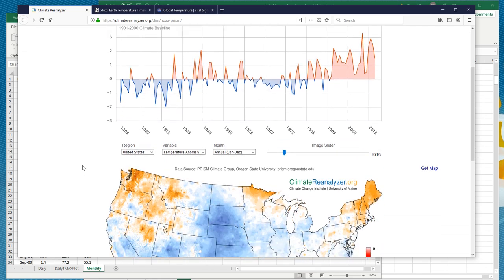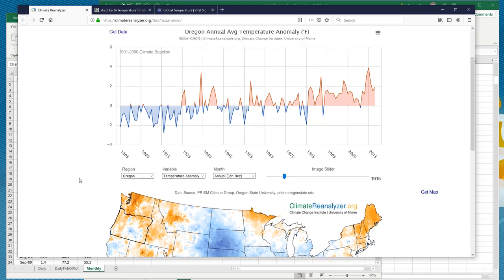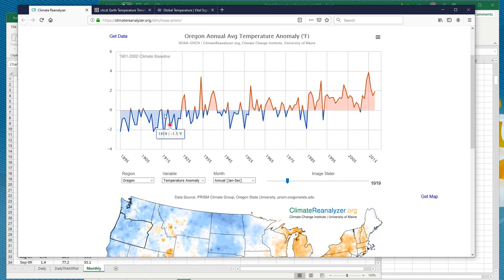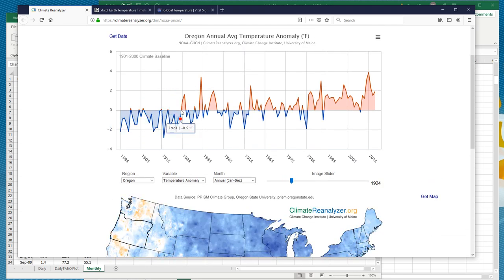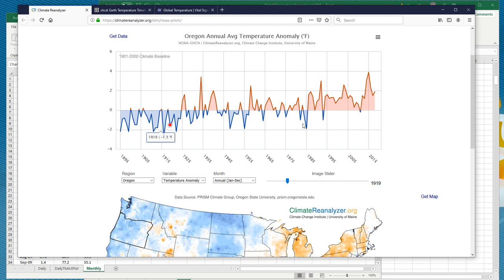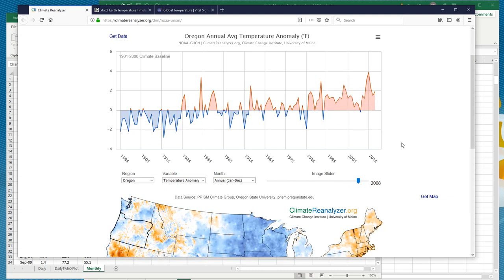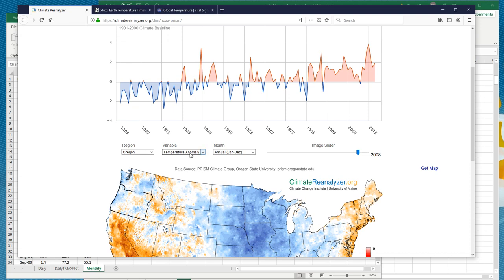But the great thing about this tool is it's not limited to just the United States. We can just click on Oregon directly. The map doesn't change, but this gives us Oregon. Up until about 1925, we were always lower than that average. And in recent years, we have only had one year right here where we dip just slightly below. Otherwise, it's much higher.